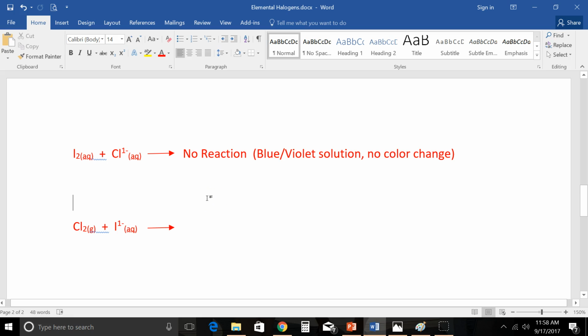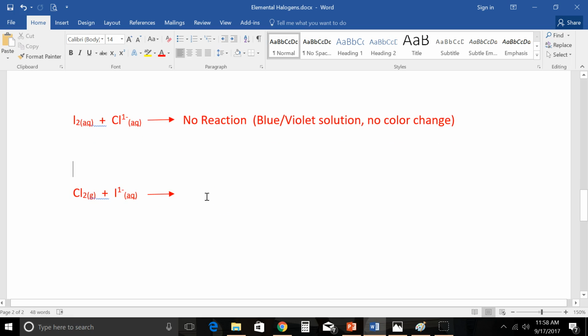And finally, take a moment, pause the video, and see if you can determine if a reaction will occur between elemental chlorine and iodide ions, and if so, what would the products of the reaction be, and what would you expect to see in terms of color change?